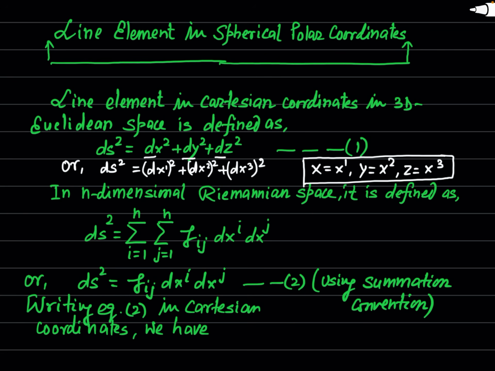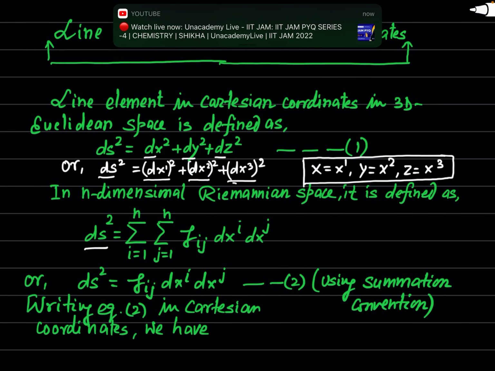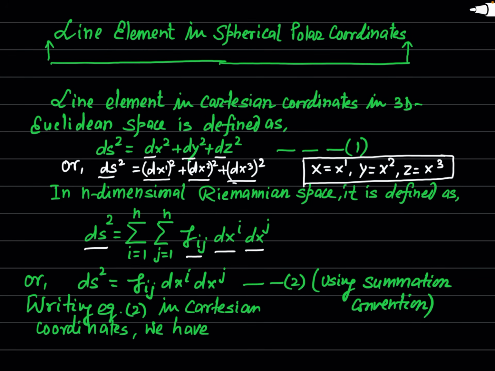Then in this symbol, ds square can be defined like this: dx1 square plus dx2 square plus dx3 square. And we have also seen in the previous lecture the expression for this line element in the n-dimensional Riemannian space. In n-dimensional Riemannian space, ds square is equal to the summation over i from 1 to n and summation over j from 1 to n of gij dxi times dxj.